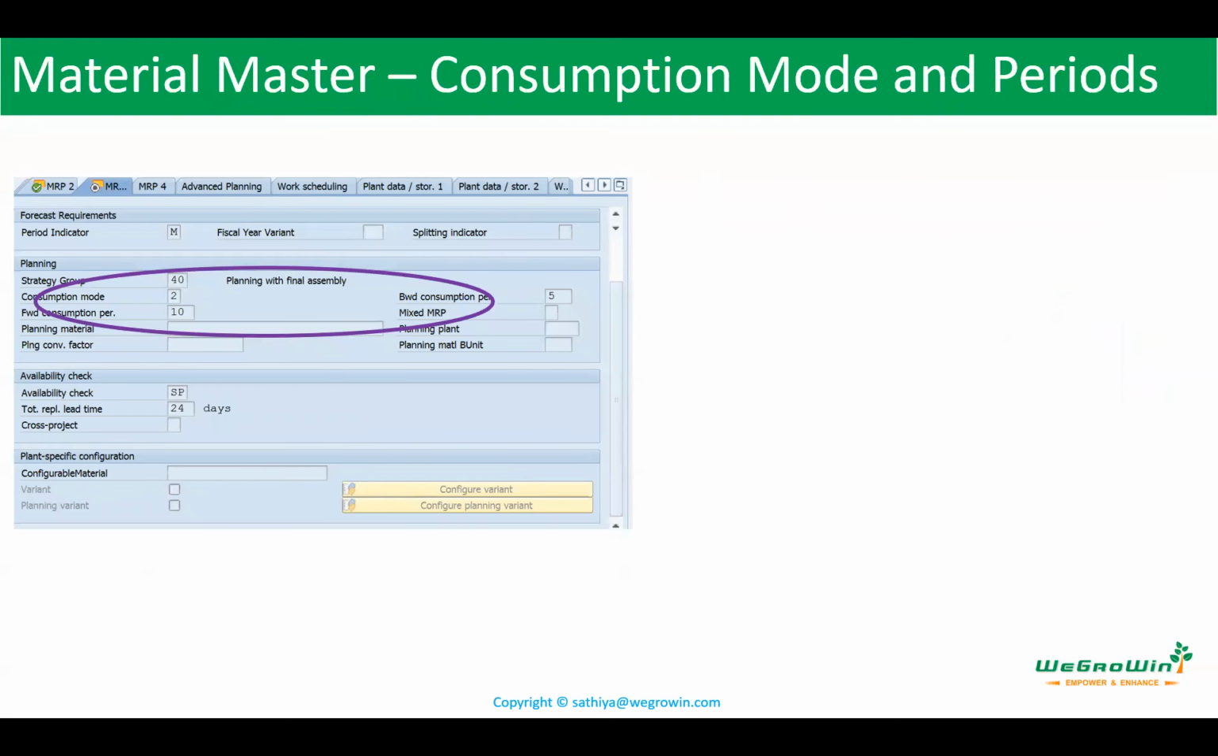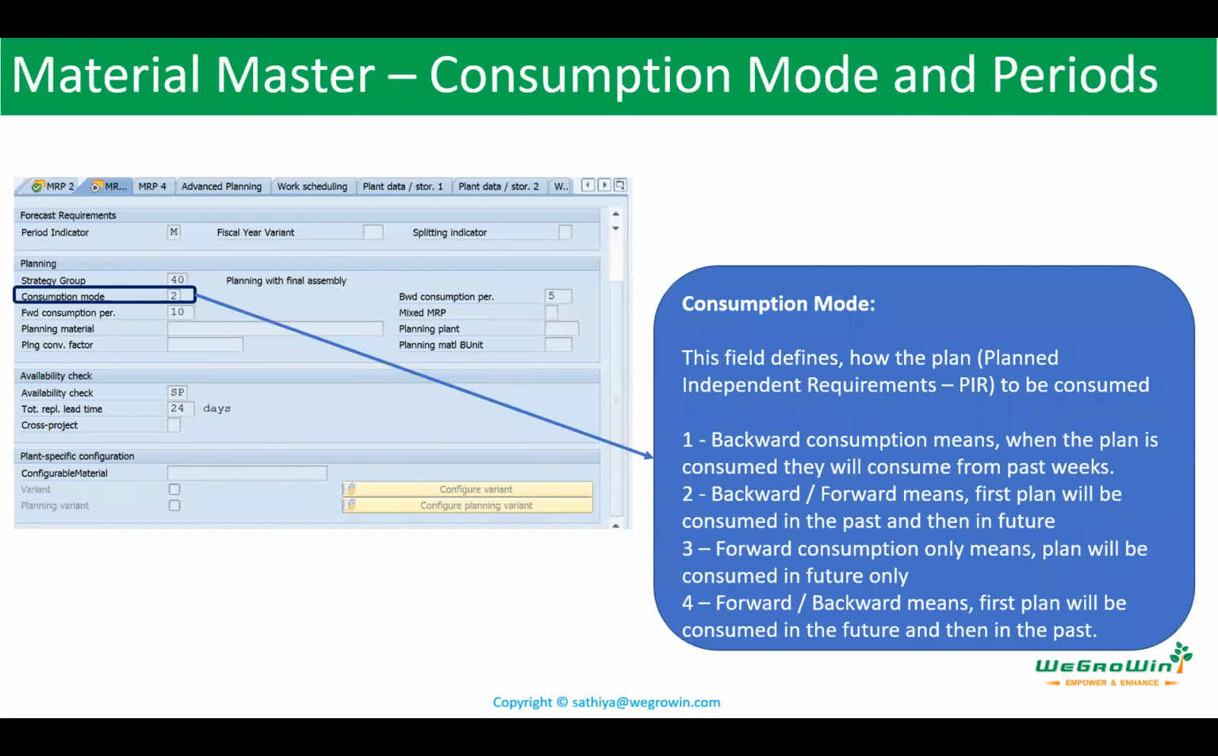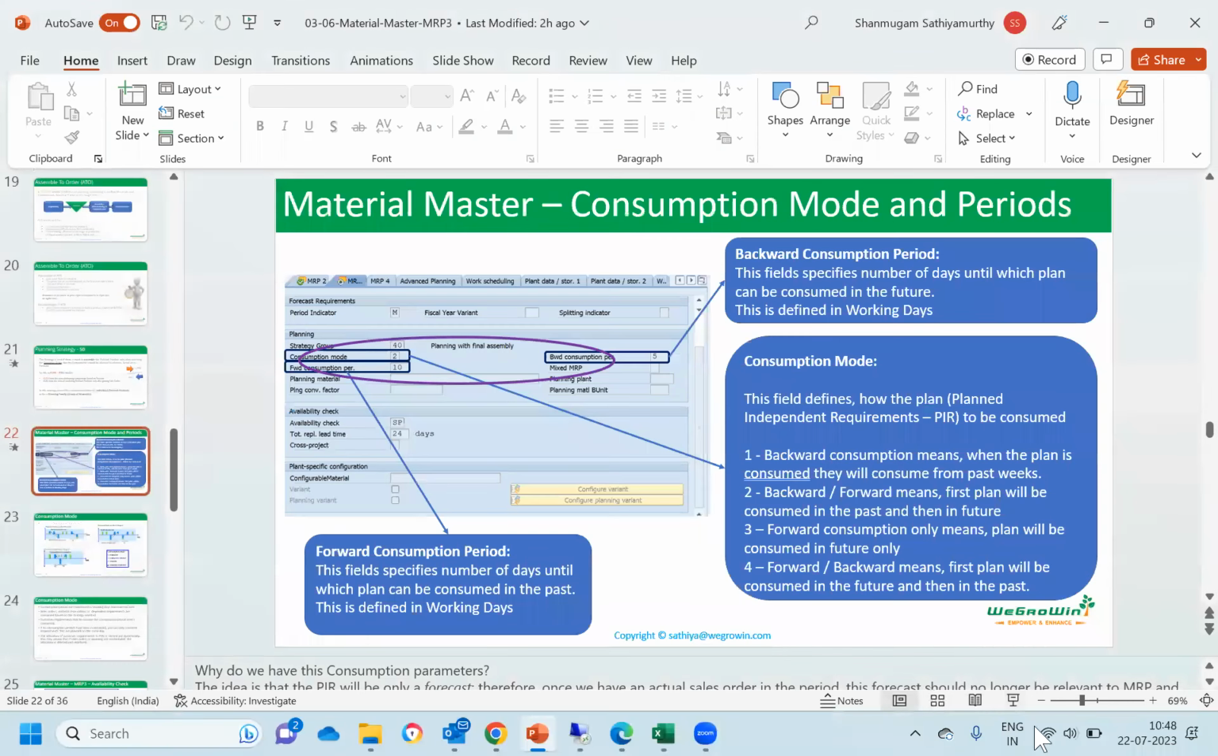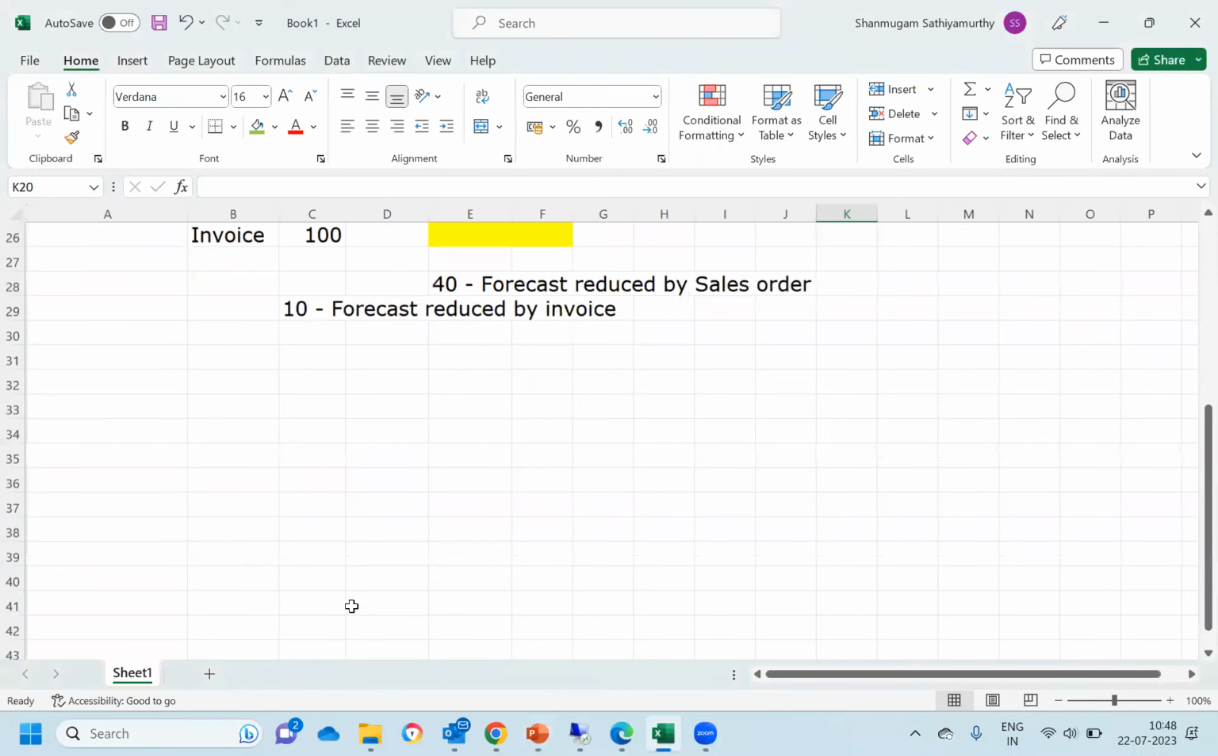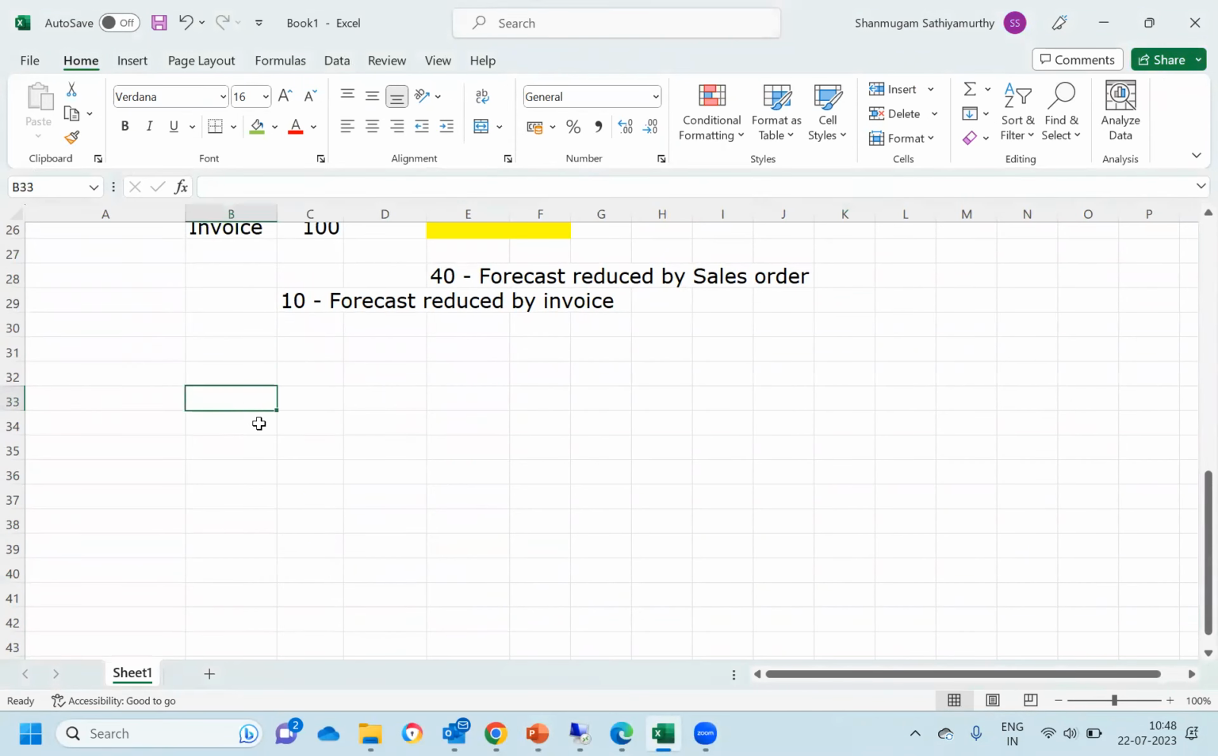Right. So this is the strategy group, what we discussed. Next is the consumption mode and the consumption period. So what is this consumption mode, consumption period? Consumption mode is the one which tells, when I enter the plan, how do I consume the plan? How do I consume the plan? So what is the meaning of this consumption of plan? Anyone have this idea? This consumption of plan?